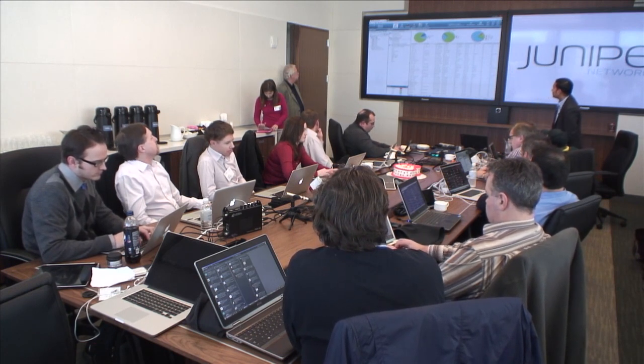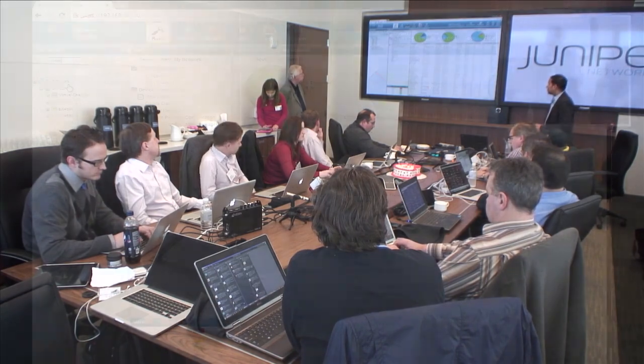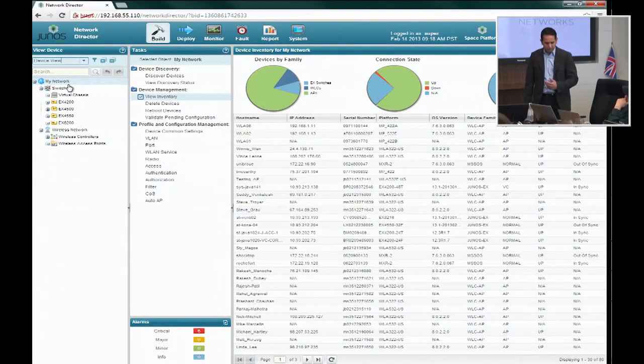And the last one is just a flat list of all the devices, controllers, and switches you have in a network. So that's the device view. Moving on to the life cycle.